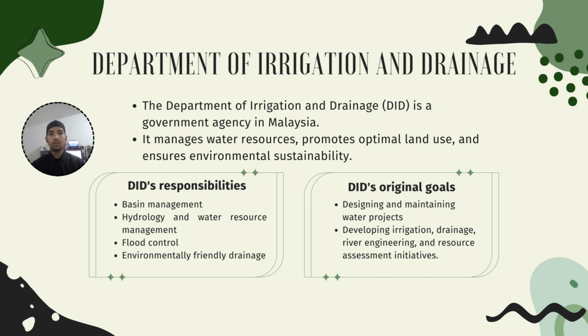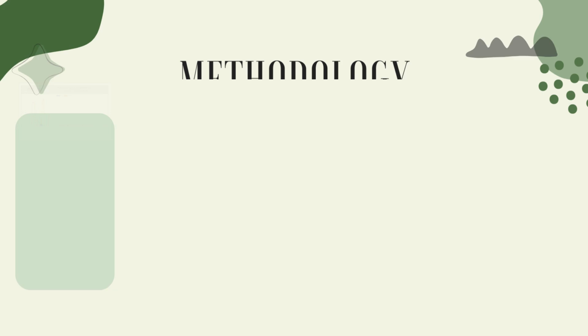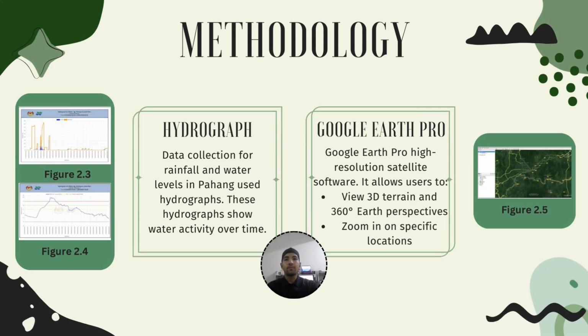In this project, the water level and rainfall are presented and located by using the Department of Irrigation and Drainage website. The various rainfall and water level stations were located at Public Info Banjir, which is using the same website as before. Okay, next, hydrograph. The data collection for the rainfall and water level station on the proposed area in Pahang is recorded by using hydrograph.